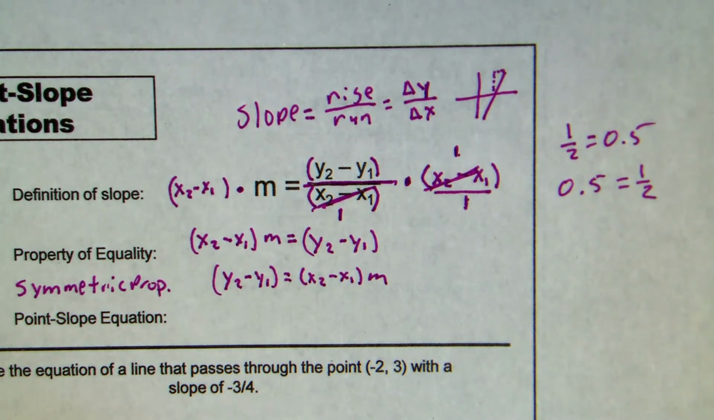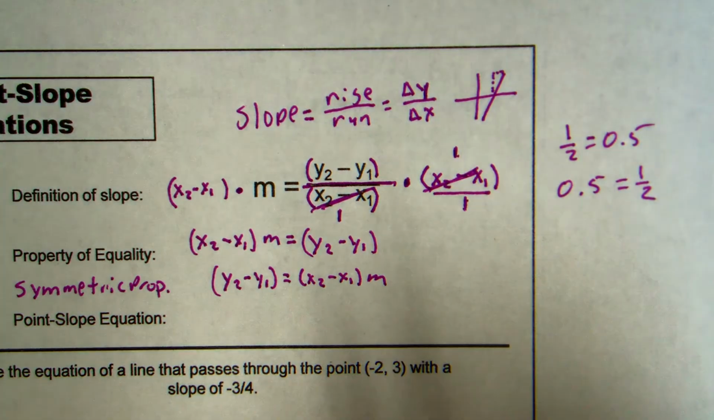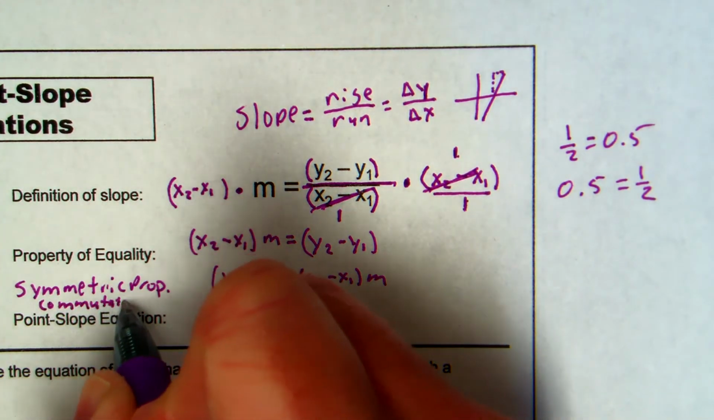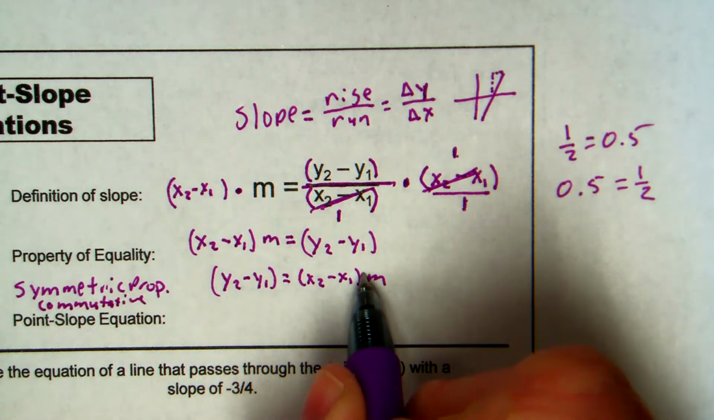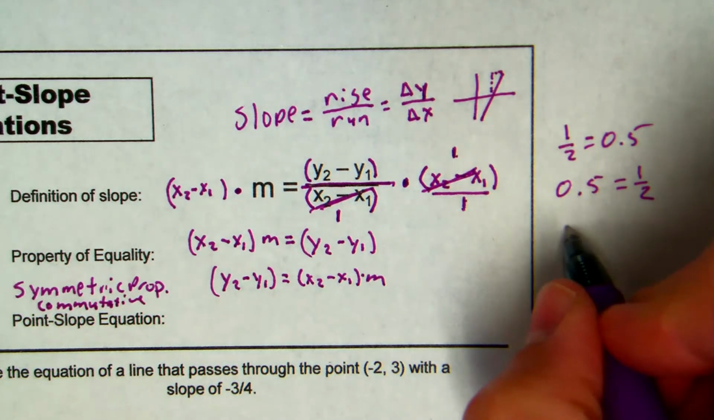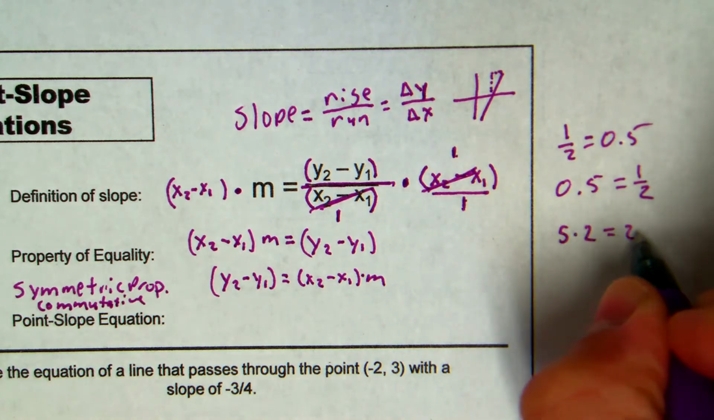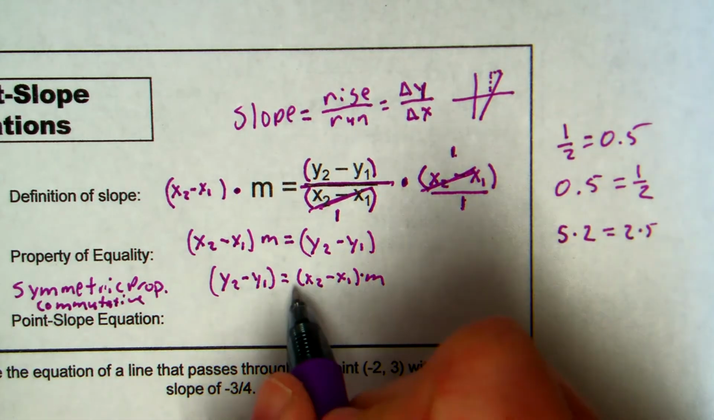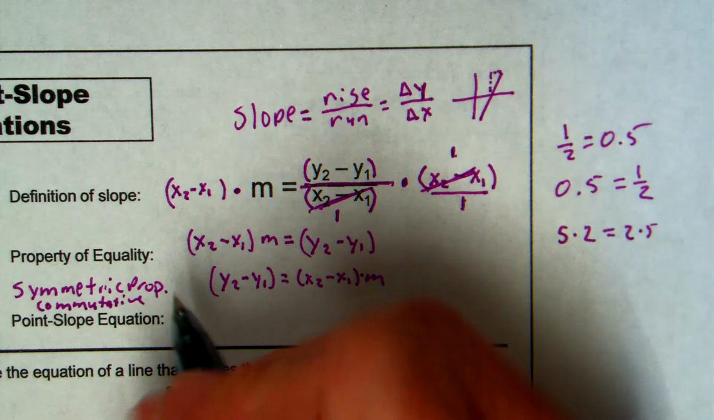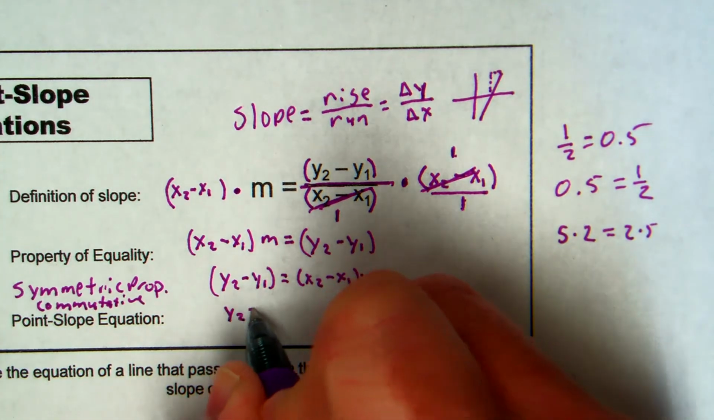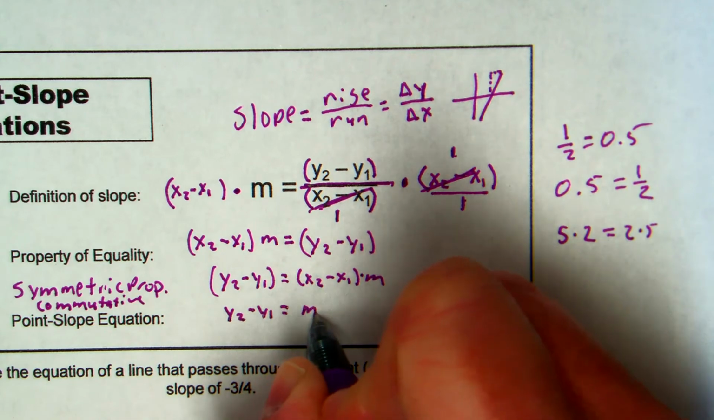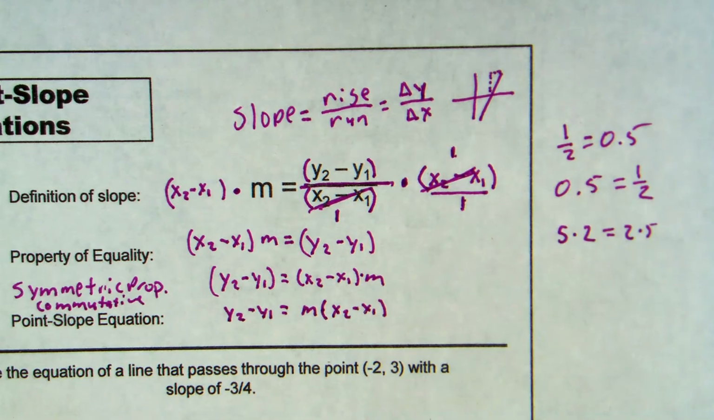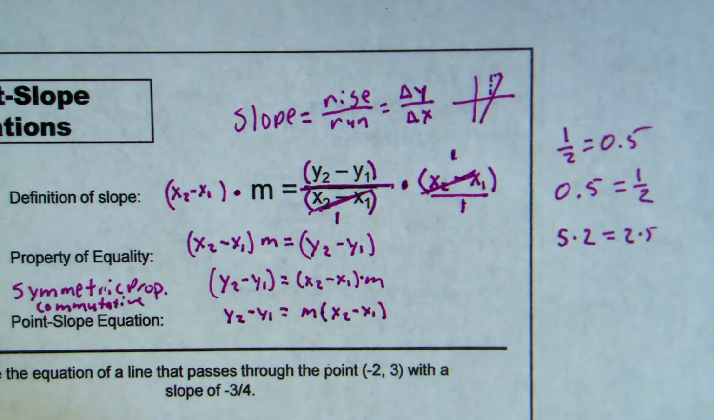I'm going to use the commutative property. Commutative property says that when you're doing multiplication, it doesn't matter which thing comes first. 5 times 2 and 2 times 5 are the same thing. And I'm going to put this m in front of that formula. y2 minus y1 equals m times x2 minus x1. And we're almost done.